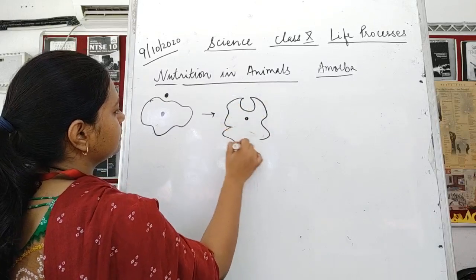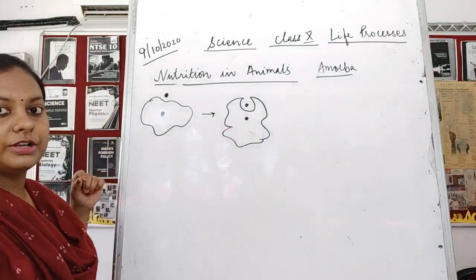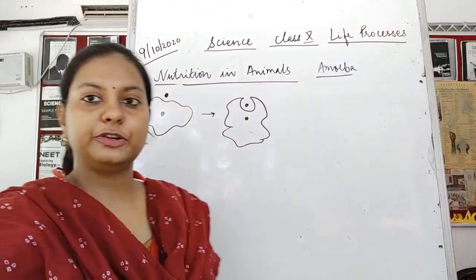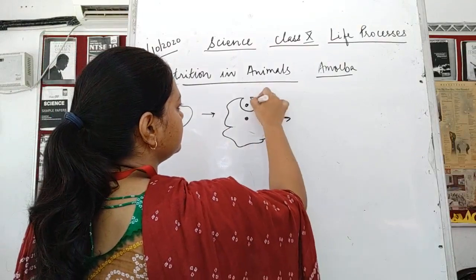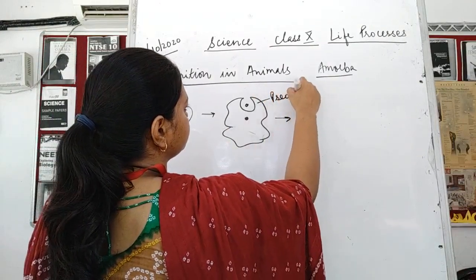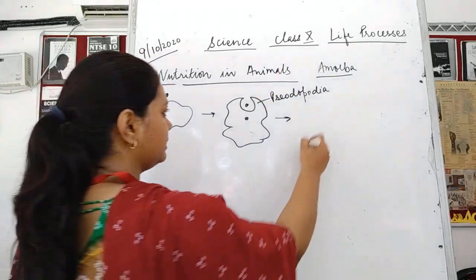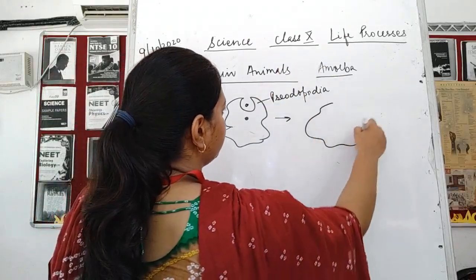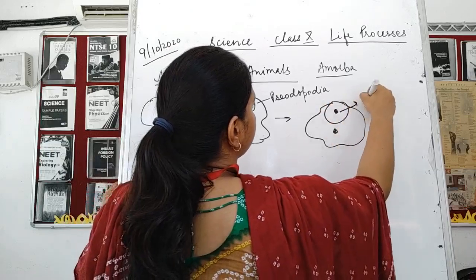pseudopodia. It extends finger-like projections around that food and it is said to be pseudopodia. Okay, then after that, what happens? Next, this is called pseudopodia. Then, once the pseudopodia is present, it is going to form another structure called the food vacuole.